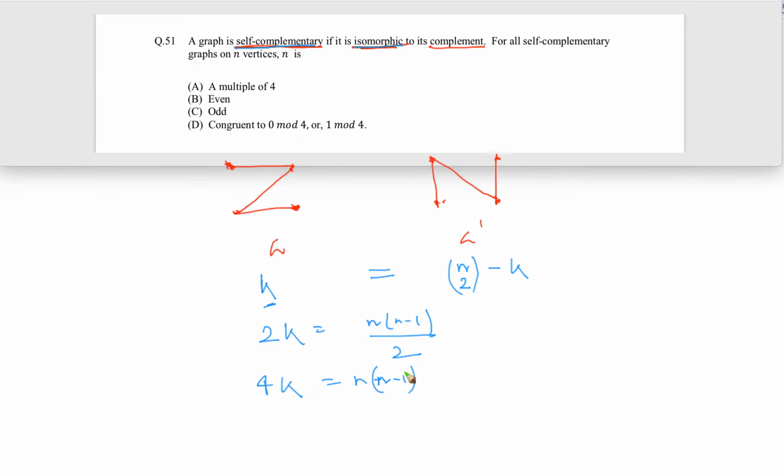Now I can say something about n. See, if n is even, then n minus 1 has to be odd, and if n is odd, then n minus 1 has to be even. They are consecutive integers, so both of them cannot be even or both odd. One is even and one is odd, definitely.